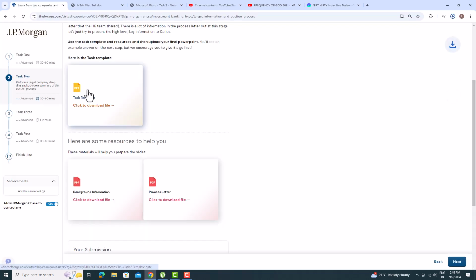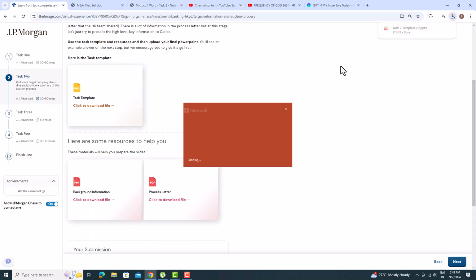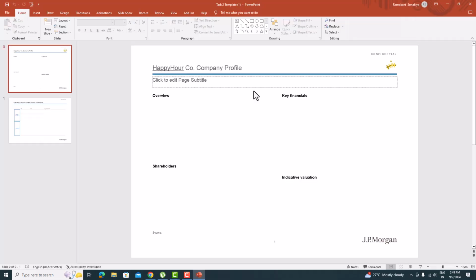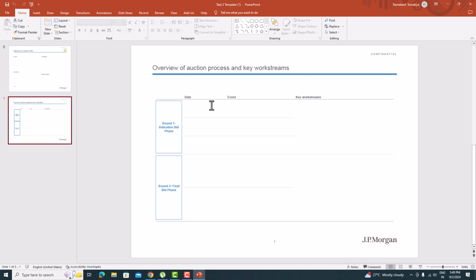There is a PPT file given, and you need to fill information in that PPT based on the information provided in the PDFs. When you complete the PPT, just upload it in the task and you will have successfully completed it.